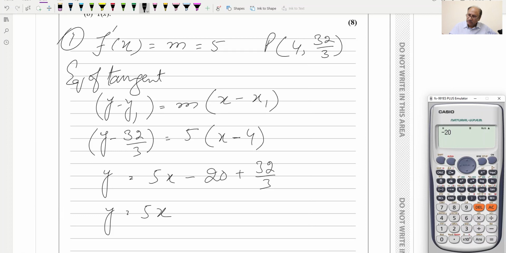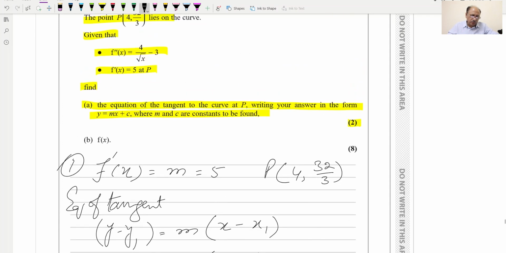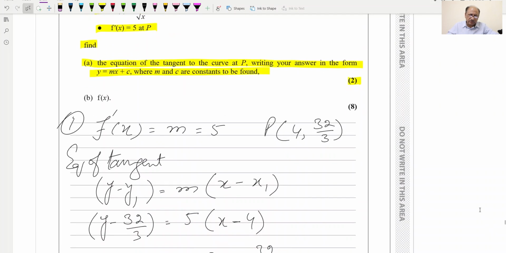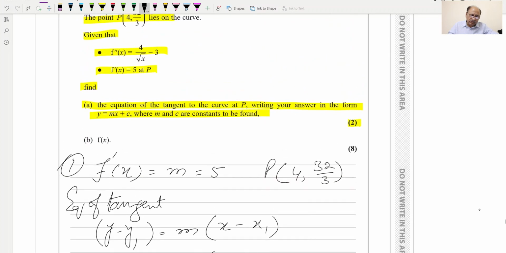Minus 20 plus 32 over 3 will be equal to minus 28 over 3. This will be the equation which was required in y is equal to mx plus c format. m and c are the constants to be found. So m is equal to 5, and c is equal to minus 28 over 3. This is done.